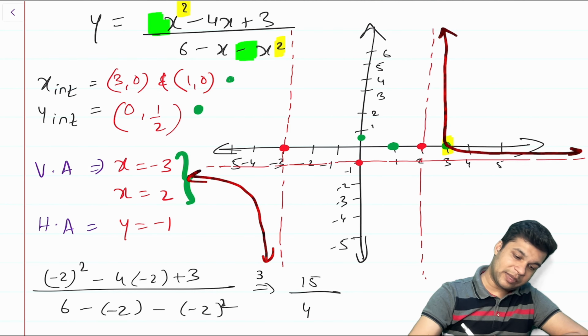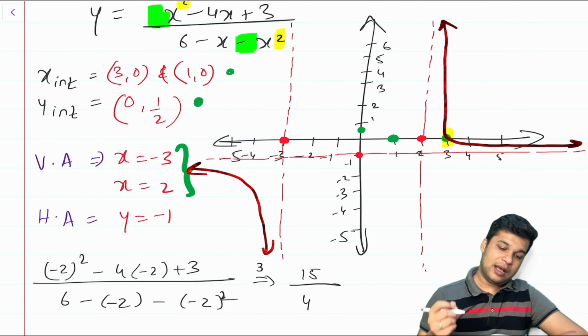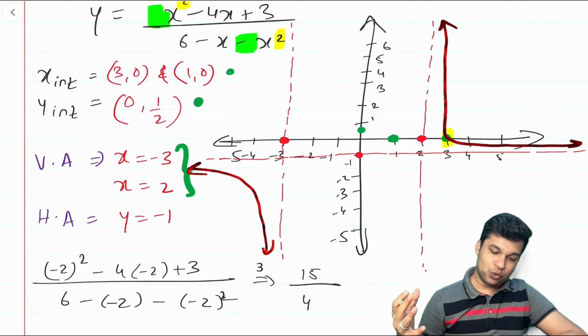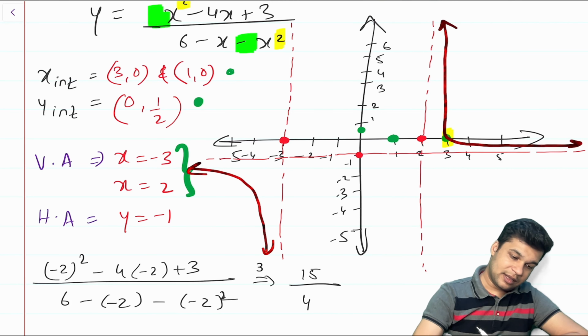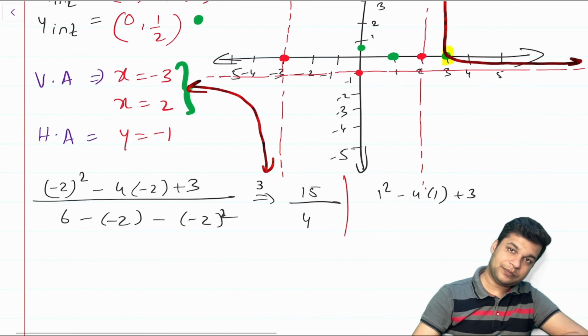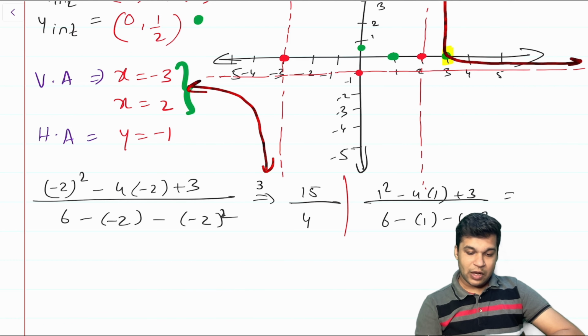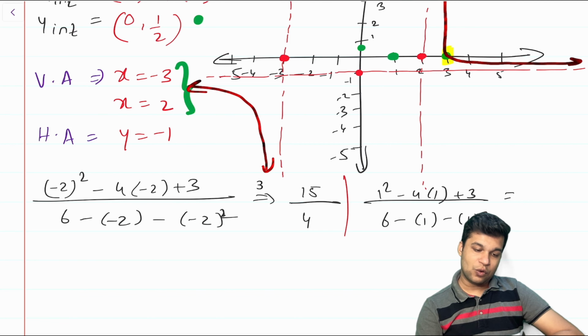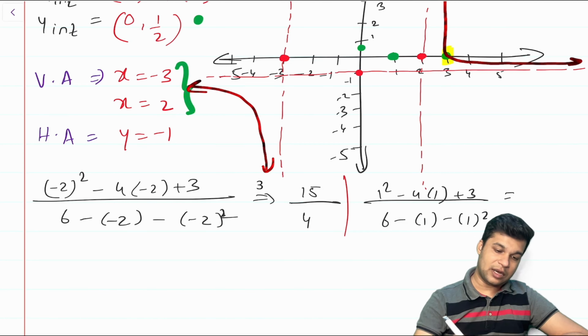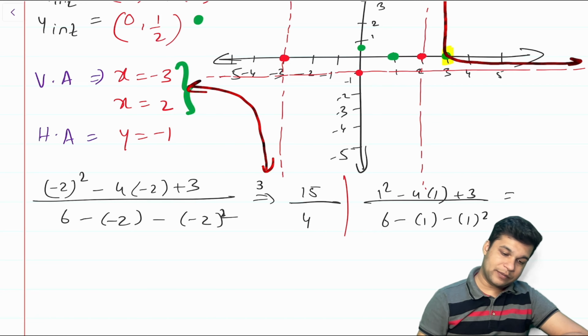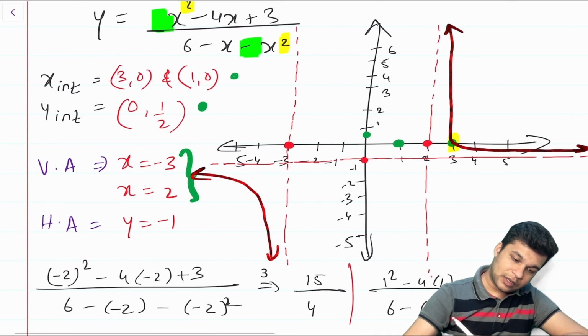So the graph will come something like this. And if you choose any number between 0 and 2, let's say 1, then it will be 1 square minus 4 times 1 plus 3, divided by 6 minus 1 minus 1 square. So it will be 1 minus 4, -3 plus 3 is 0. Oh, at 1 you are having an x-intercept anyway. So if you observe, the graph will come something like this.